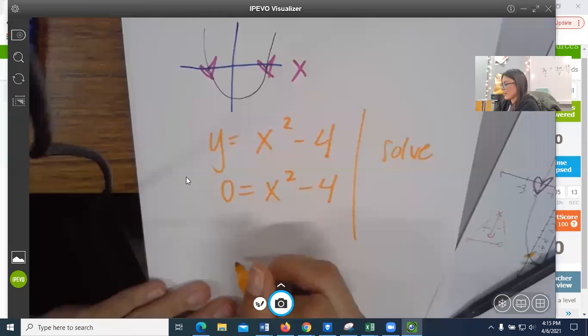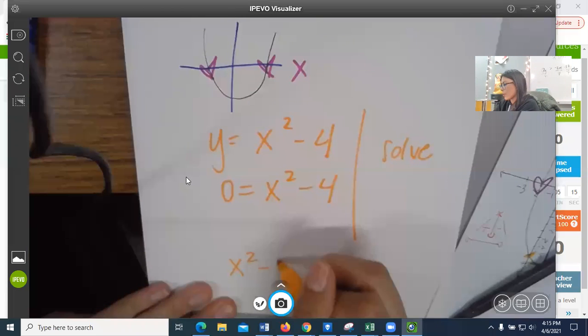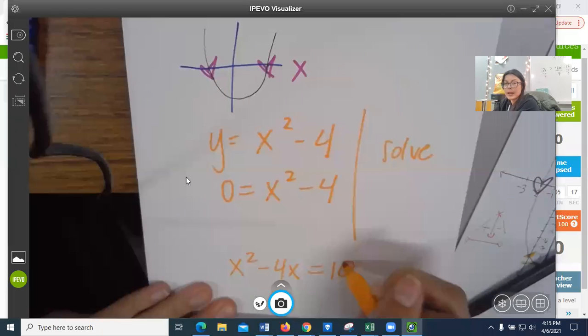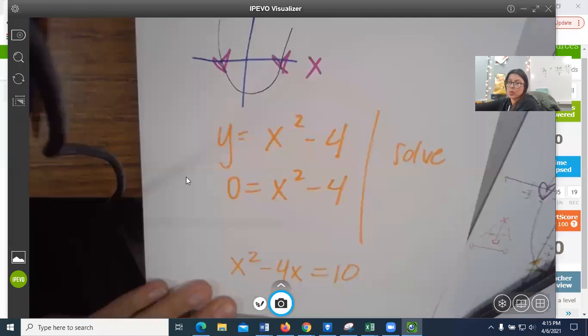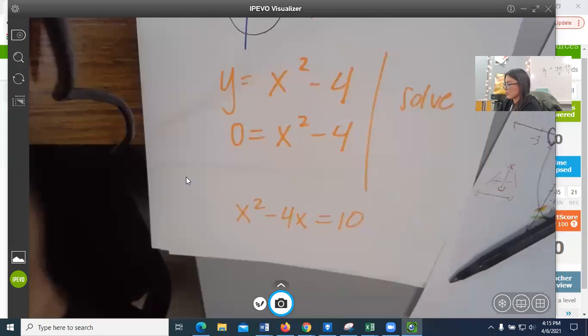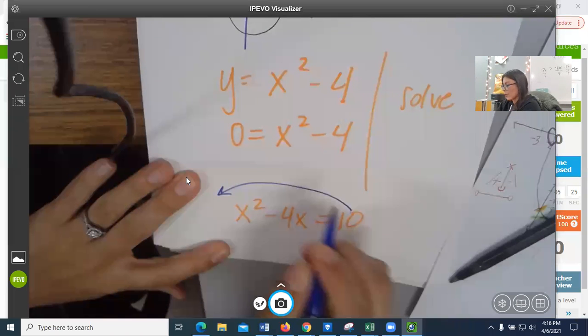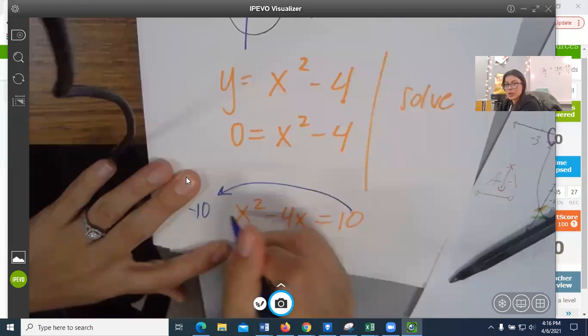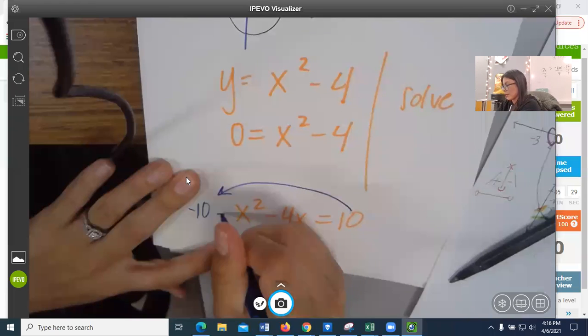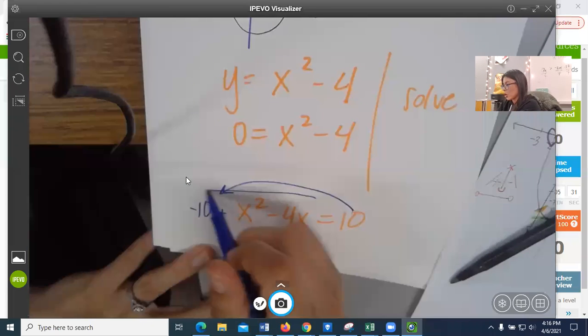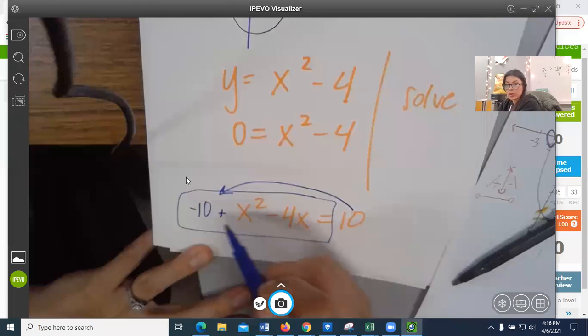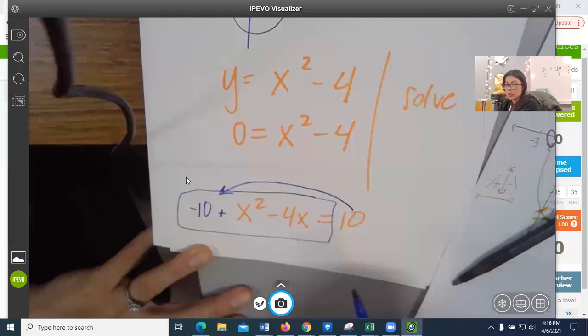For example, if it is x squared minus 4x equals 10, that side does not equal 0. So what I need to do is move this over to this side. So it's a positive, so it moves over as a negative. This is already positive, so you could put a little plus in front of it. That would be the equation you would graph. Not the first one, but this would be the equation you would graph.